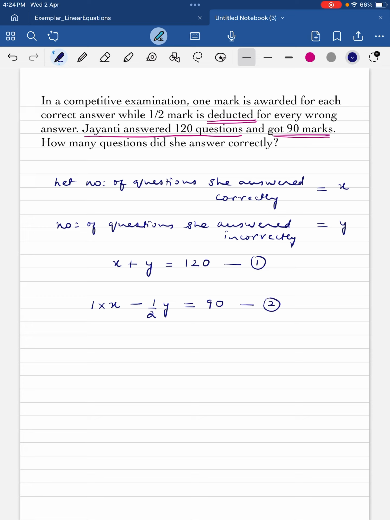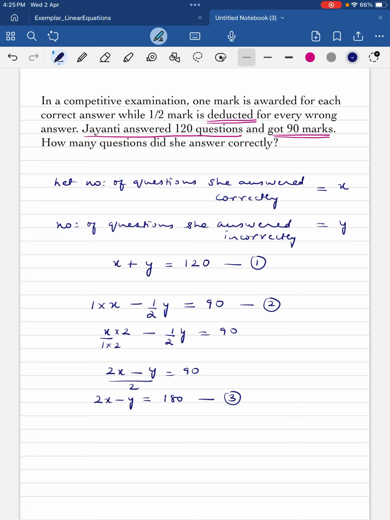Now let me simplify this linear equation by making the denominator the same on the left hand side. So x by 1 times 2 and half times y is equal to 90, which gives me (2x minus y) divided by 2 is 90, or 2x minus y equal to 180. So that's my third linear equation.